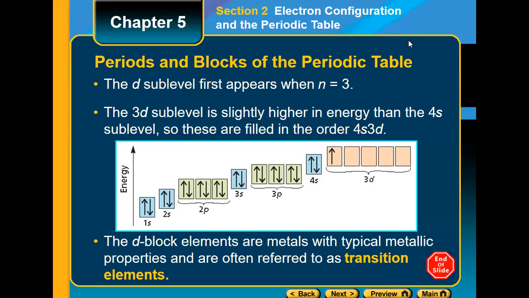Good morning, guys. Today, inshallah, we're going to continue section 2 of chapter 5. We'll still talk about electron configuration and the periodic table. So, in this part, we're going to talk about the D block and the P block of the periodic table.